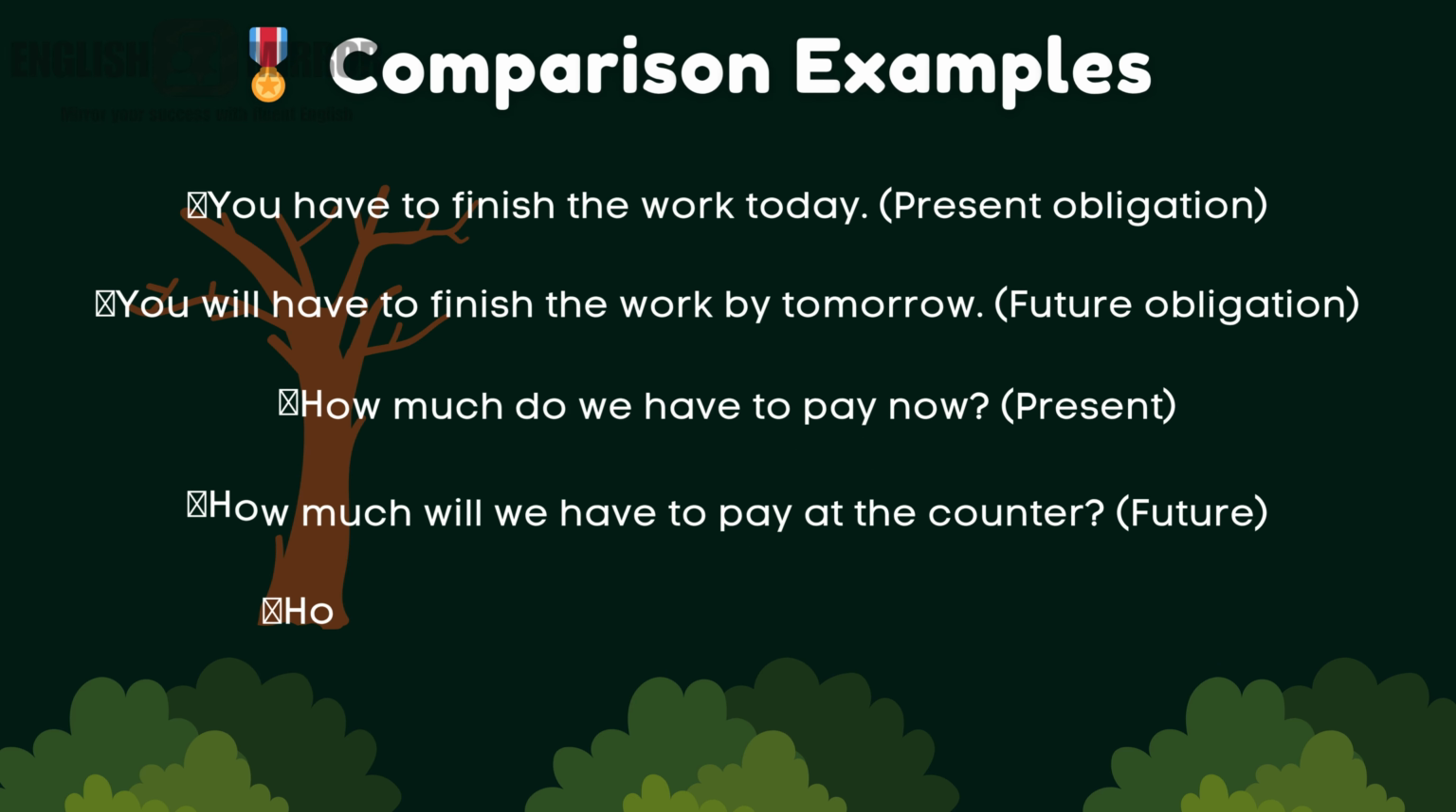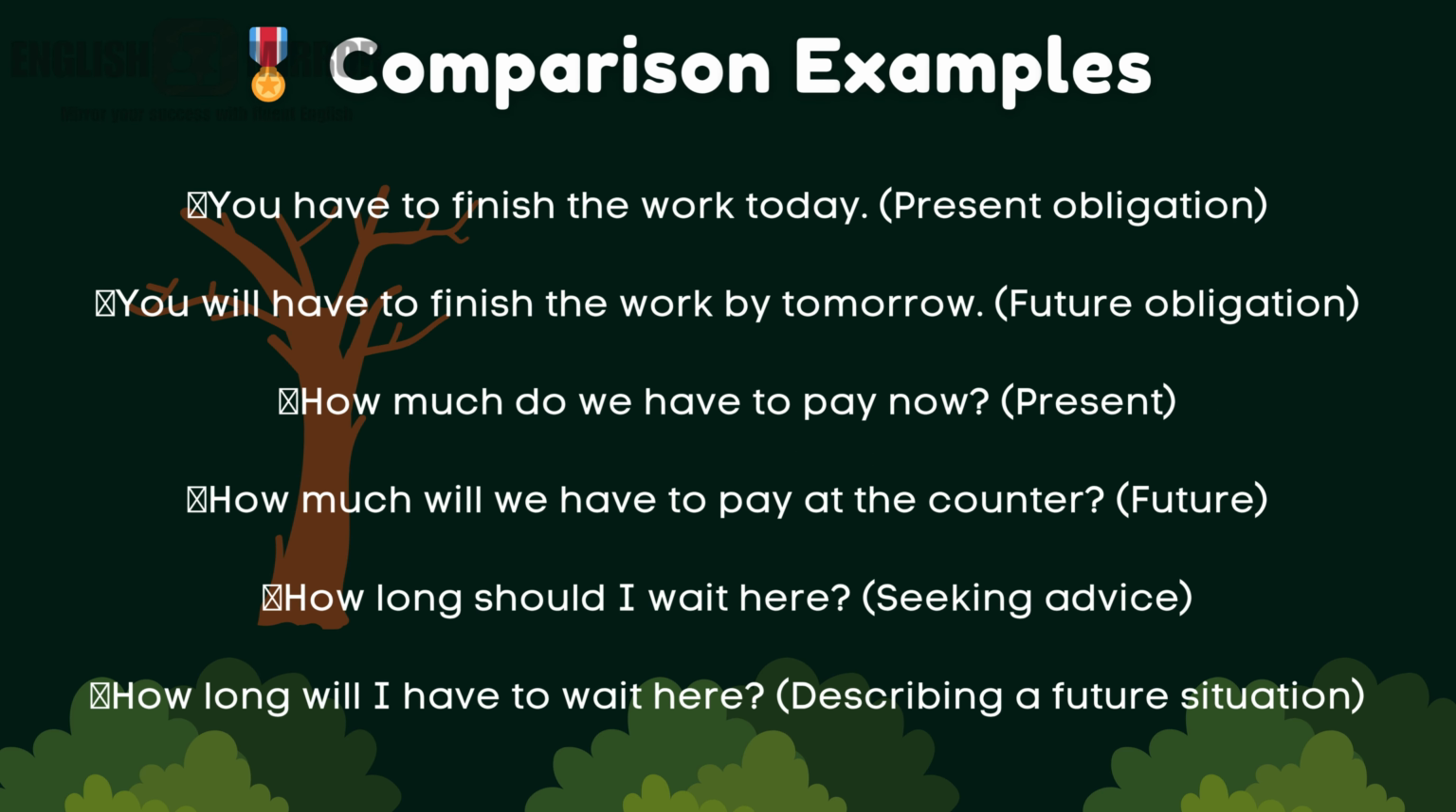And some comparison examples include: You have to finish the work today. That is a present obligation. Present happening is conveyed here. You will have to finish the work by tomorrow. That is a future thing. Tomorrow you have to complete the work.